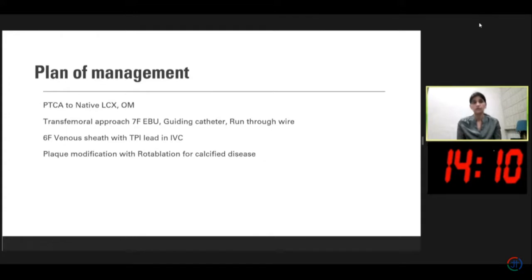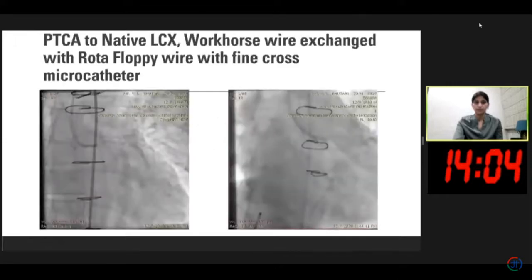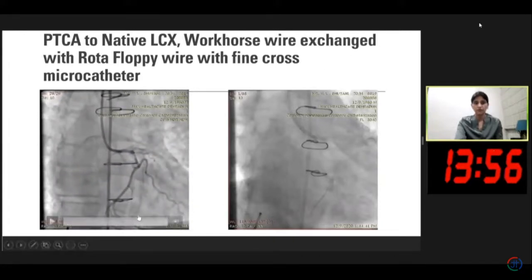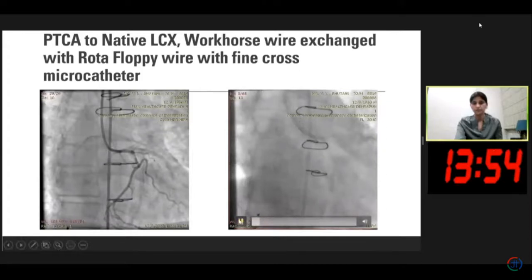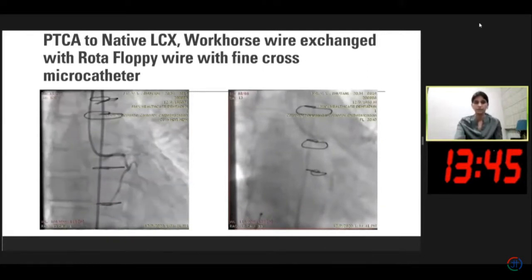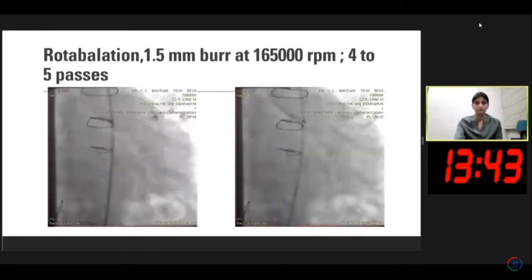Now the procedure was done through the transfemoral route, and we had a TPI, and the procedure was to do an angioplasty after plaque modification with rota and NC balloon to the dominant circ. So again, this is a tortuous lesion in the proximal circ, as we can see. Normally, this is how we follow: we put a workhorse wire, and with the help of a microcatheter, we exchange it to a rota wire.